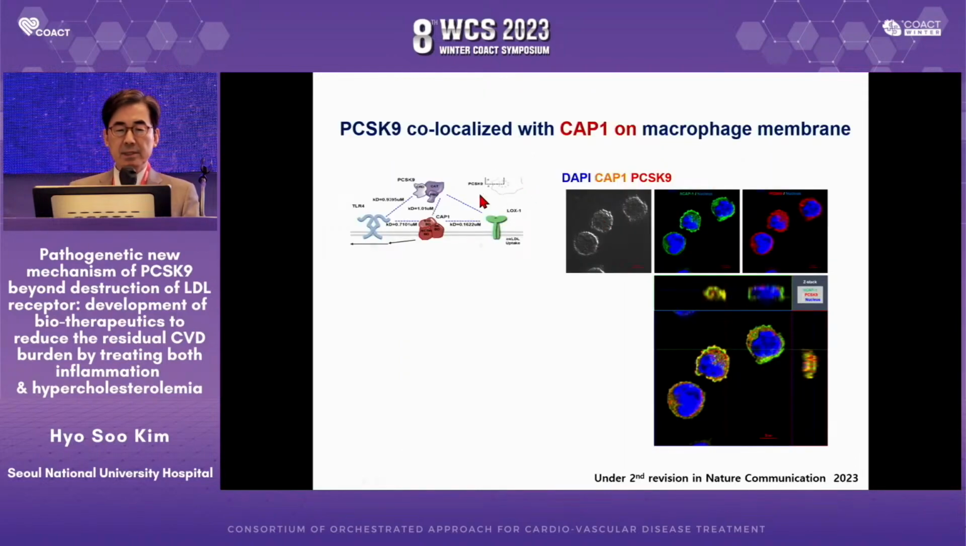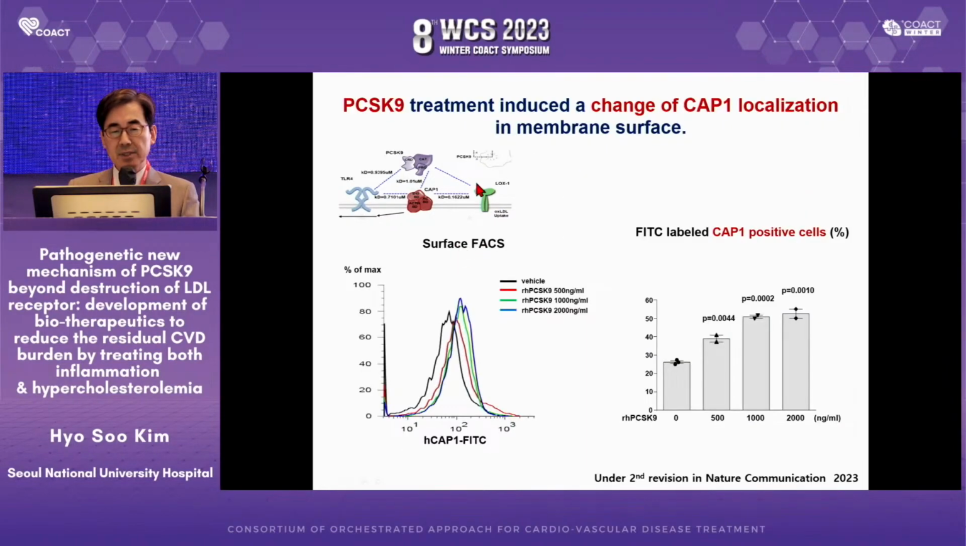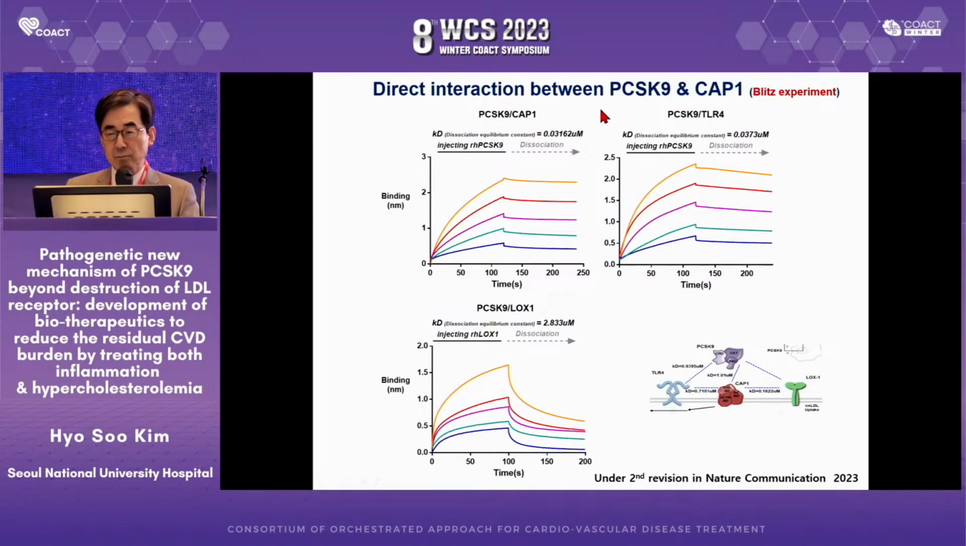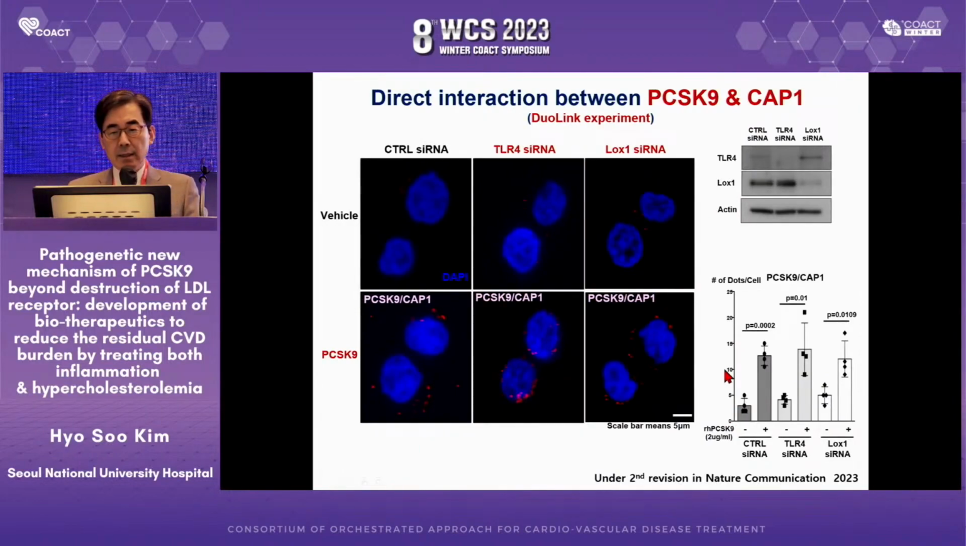First, PCSK9 colocalized with CAP on macrophages. PCSK9 treatment induced a change of CAP localization to the membrane. Direct evidence: direct interaction between PCSK9 and CAP on the surface of macrophages, shown with a Blitz experiment on the surface of monocytes. Direct interaction of PCSK9 and CAP in a dual link experiment is shown here.